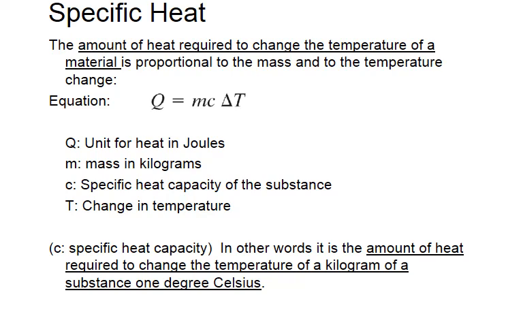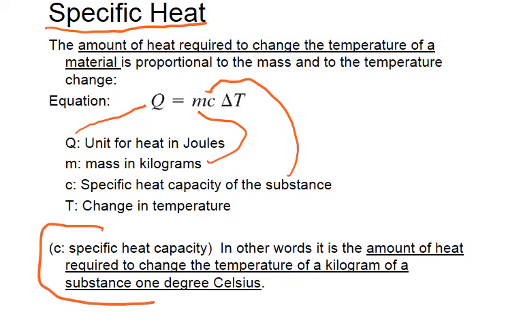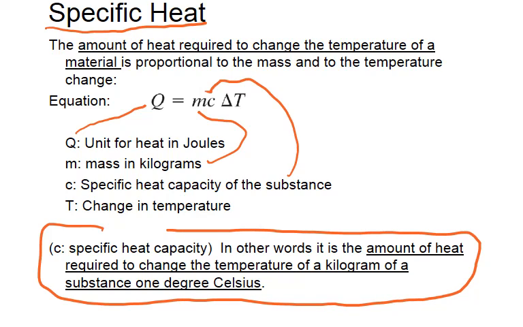The specific heat that we're dealing with here is the amount of heat required to change the temperature of materials proportional to mass and the temperature. So Q is heat in joules, m is mass in kilograms, c is specific heat capacity, and then delta T is the temperature change. So specific heat capacity is the amount of heat required to change the temperature of 1 kilogram of a substance by 1 degree Celsius.